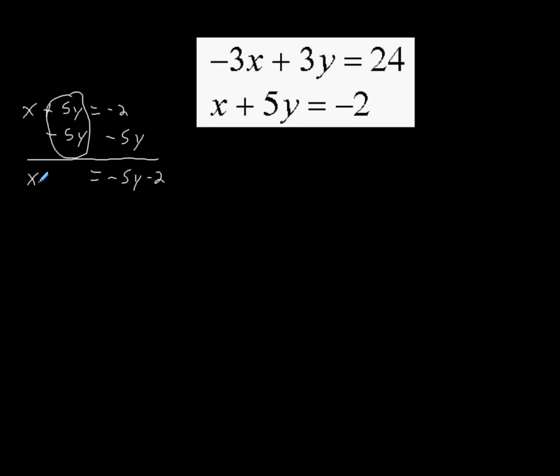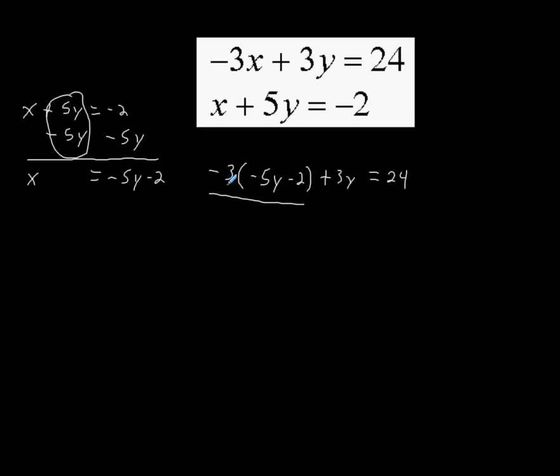So, take the value of x and plug it into the other equation. So, top equation, negative 3 times x, where x is equal to negative 5y minus 2. Now, continue the rest of the equation: plus 3y equals 24. All right.